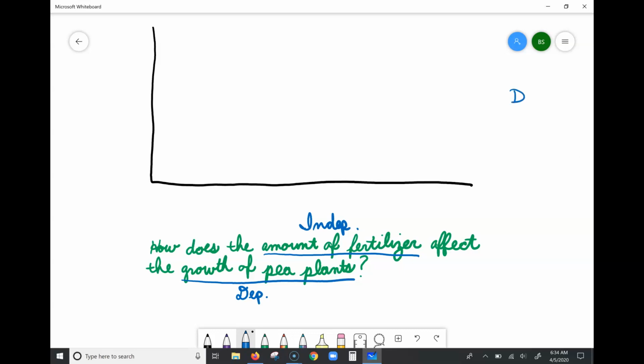Remember our mnemonic tool, DRY MIX. Our dependent variable is here, and the y stands for the y-axis. And our independent variable is here, and that goes on the x-axis. So now we can use that mnemonic tool to help us. The amount of fertilizer is our independent variable, so it goes on the x-axis.